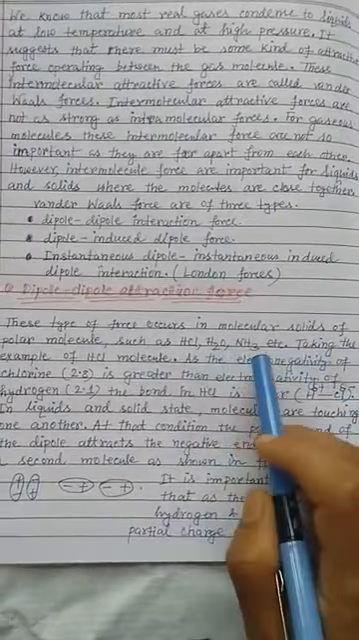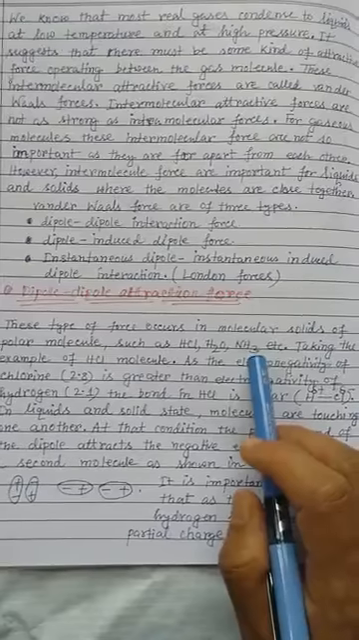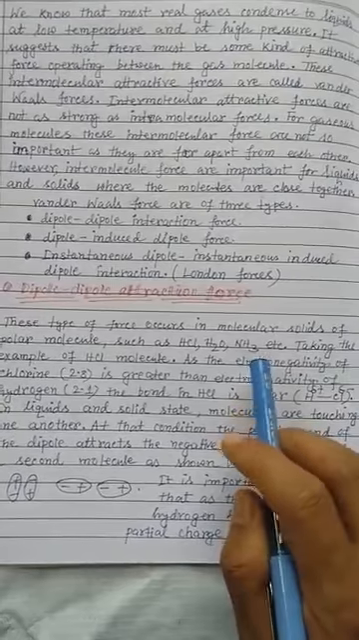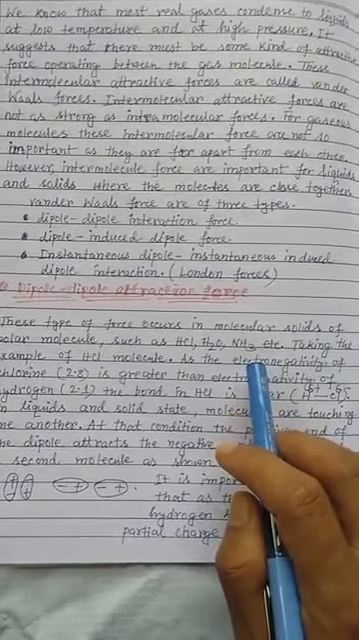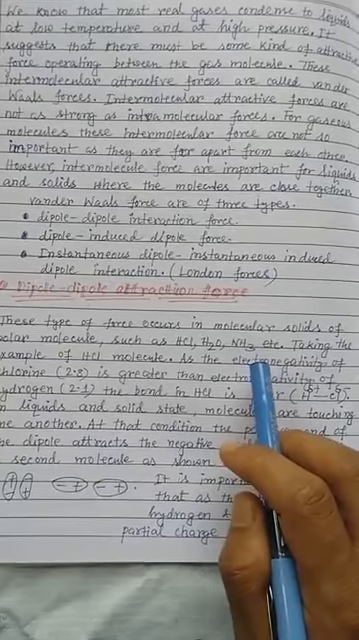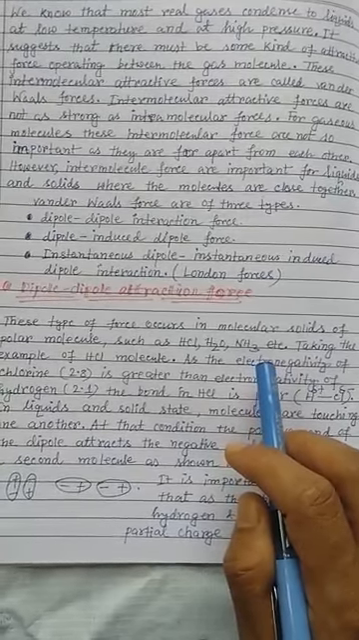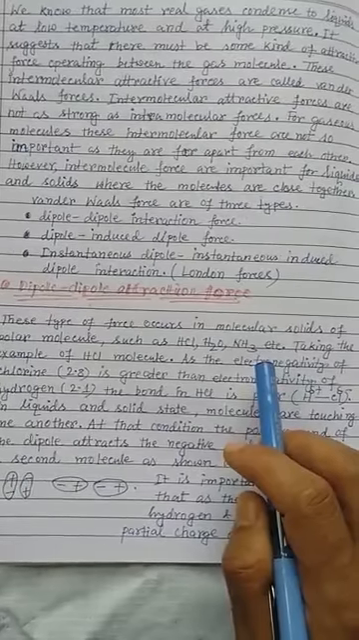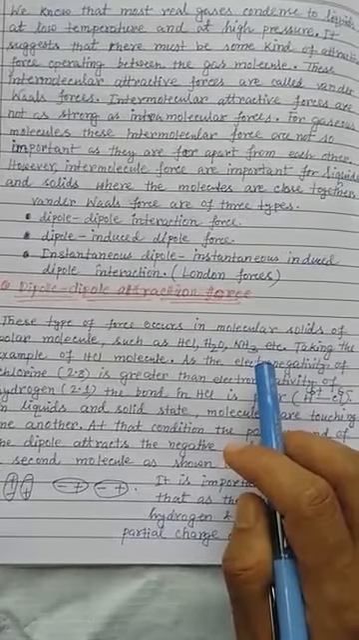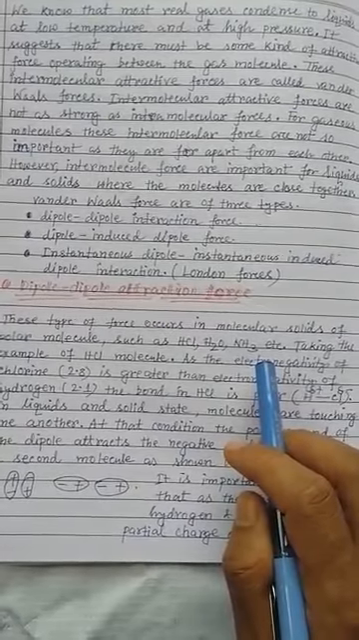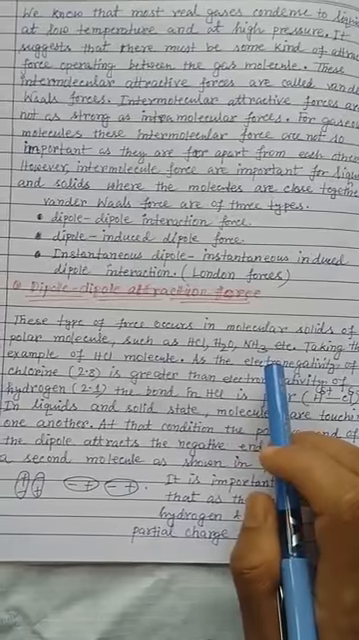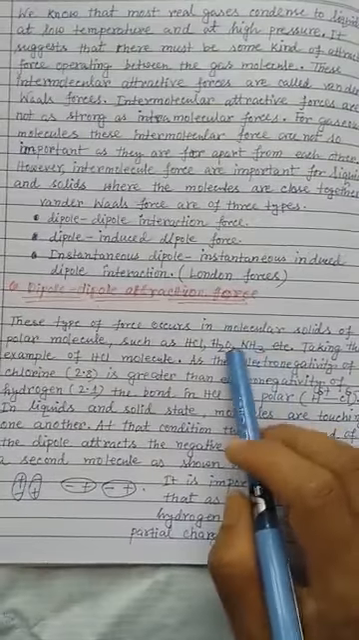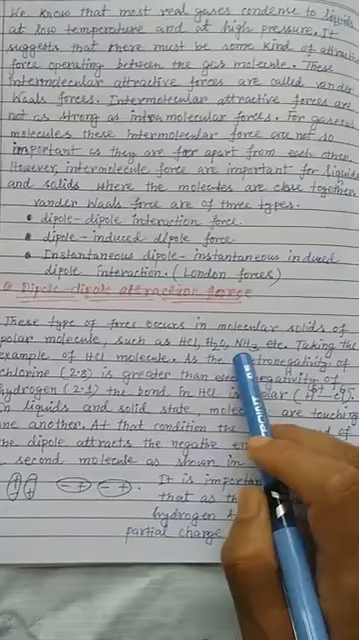This type of force occurs in molecular solids of polar molecules, because to have dipole-dipole interaction forces, you need dipoles, and dipoles do not generally originate in non-polar or homonuclear diatomic molecules. For a dipole to originate in a molecule, you need some charge separation or electronegativity difference. That means you need molecules which are basically polar, like HCl, water, and ammonia.